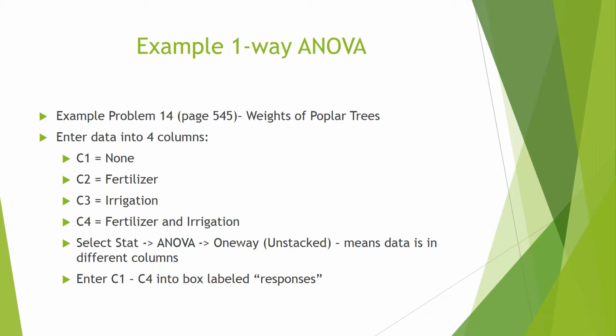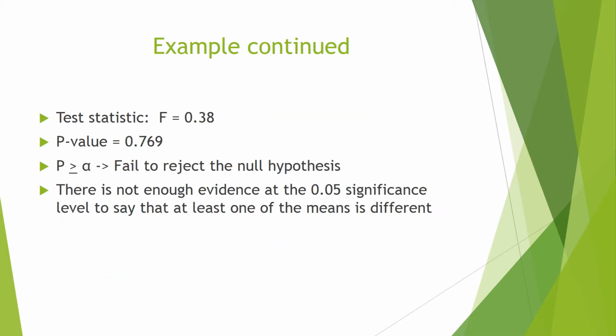Then you go to Stat, ANOVA. One-way unstacked means the data is in different columns. And then you enter column 1 to column 4 into the box labeled responses. You get out a test statistic called F. We've discussed the F statistic before. It'll be 0.38 for this particular hypothesis, and it shows my p-value to be 0.769.